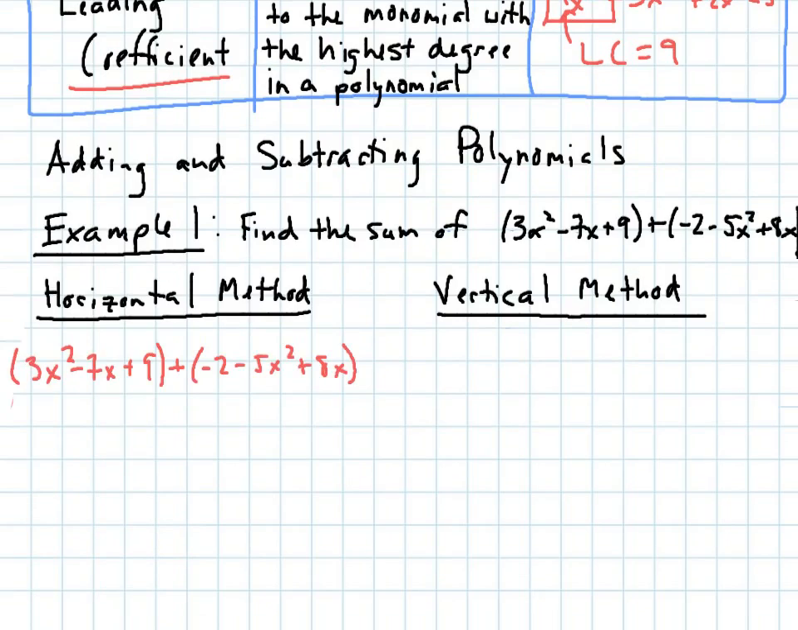It says to group and combine like terms. That means taking the ones that are like terms and putting them together, grouping them in parentheses. So I have a 3x squared and a negative 5x squared. Those are like terms because their variables are the same and the powers of those variables, 2, are the same.